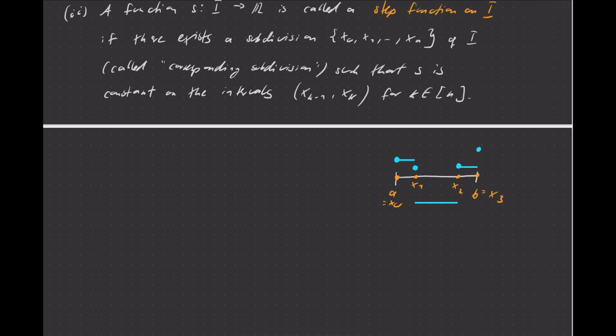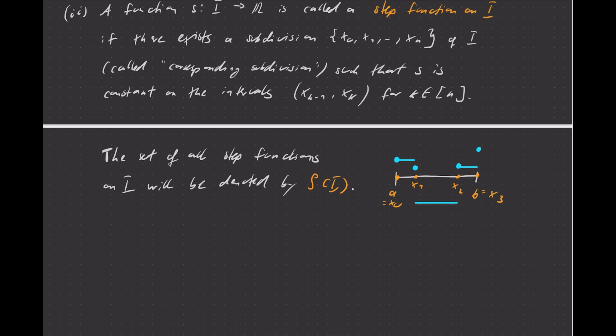And we introduce a notation for the set of all step functions that will simply be denoted by capital script S of I. So the set of all step functions on I will be denoted by script S of I. And of course, for each step function, there is such a corresponding division. So the division is not given, it's just the interval that is given here for this S of I.